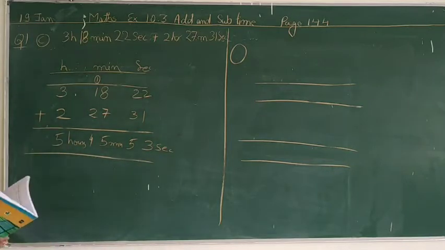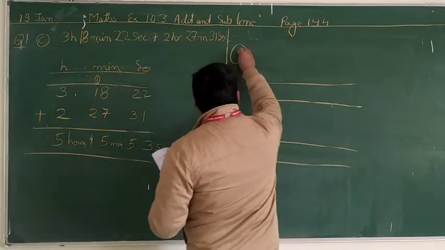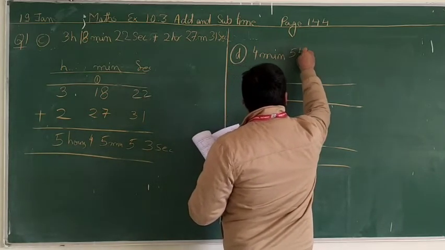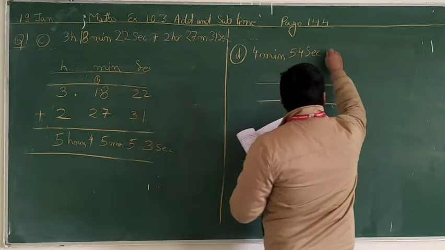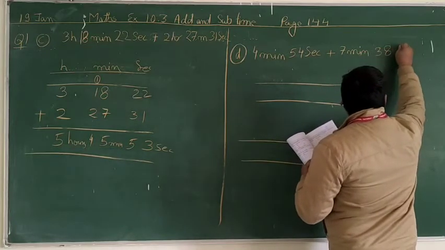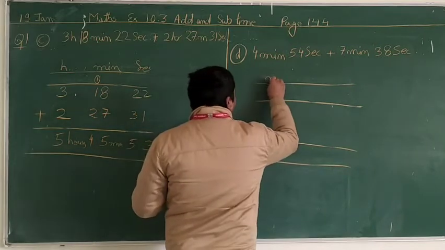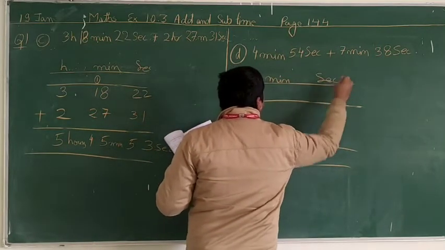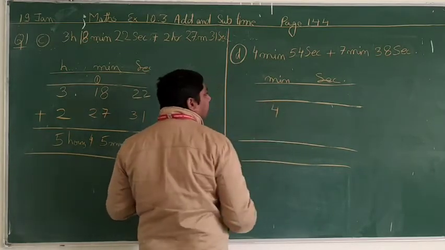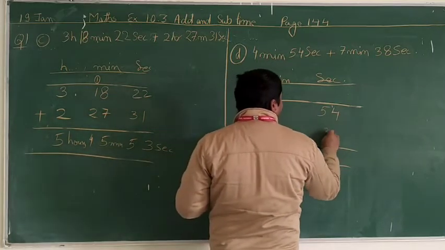Now we will do question number D, and question number D is 4 minutes 54 seconds plus 7 minutes 38 seconds. Now we will make two columns, one for minutes, second for seconds. One line for carry. Now we will write how many minutes we have: 4 minutes 54 seconds, and here we have 7 minutes and 38 seconds.